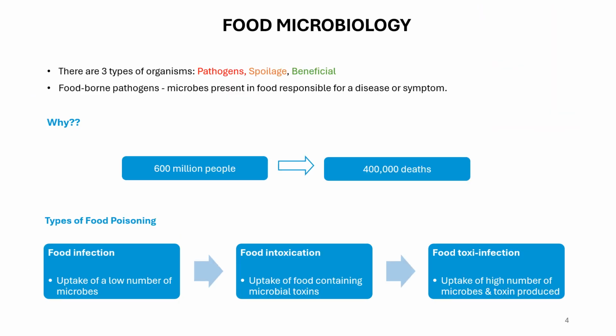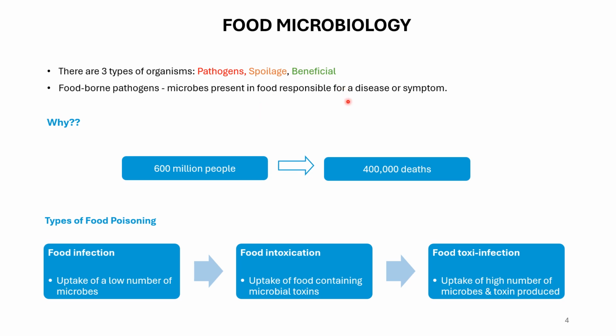Coming to microbes associated with food, they can be divided into three categories. Pathogens are the ones causing poisoning. Then you have spoilage organisms, and finally you have beneficial organisms. What are foodborne pathogens? Foodborne pathogens are those microbes which are present in food and they are responsible for causing a disease or symptom of a disease in the host.